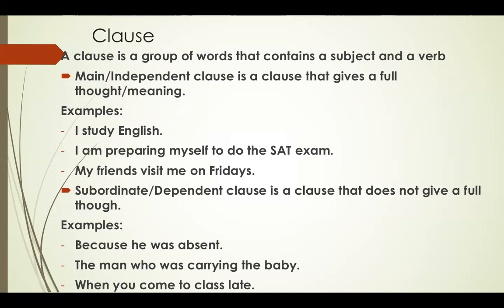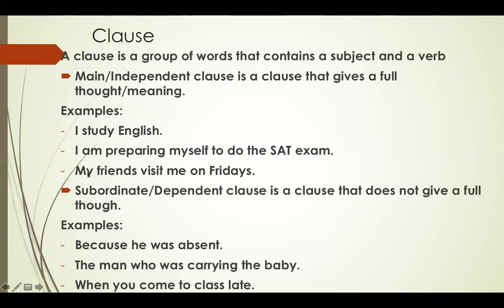Type number one is the main clause, or sometimes called the independent clause, which again has a verb. Both actually, the independent and the dependent, the subordinate clause, they all have verbs. But the thing is that the main clause, as the name suggests, the independent clause, again, as the name suggests, is independent. It can stand alone. It gives a full meaning, a full thought by itself. It doesn't need the help of anything.